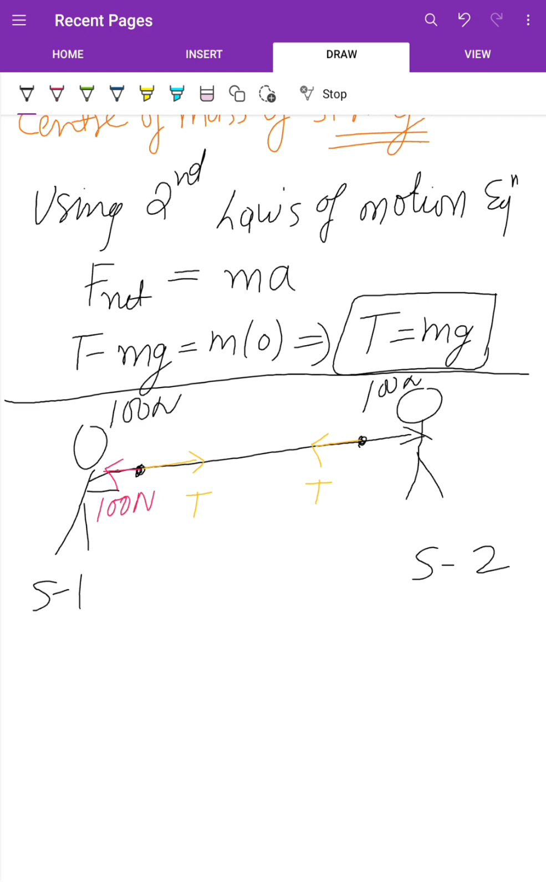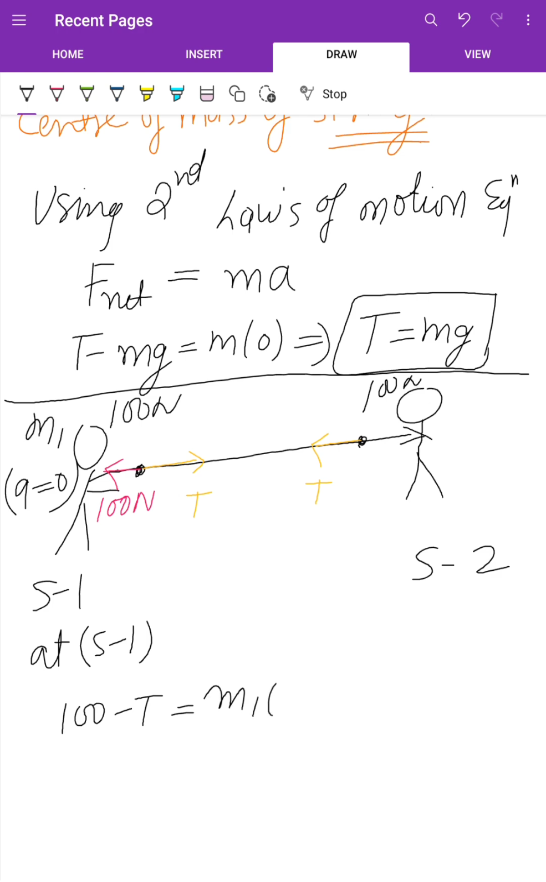So at student S1, acceleration is equal to 0. So 100 minus T is equal to, let's suppose the mass of the student is m1, so m1 into acceleration, which is 0. So here 100 is equal to T. The tension in the string is 100 newtons.